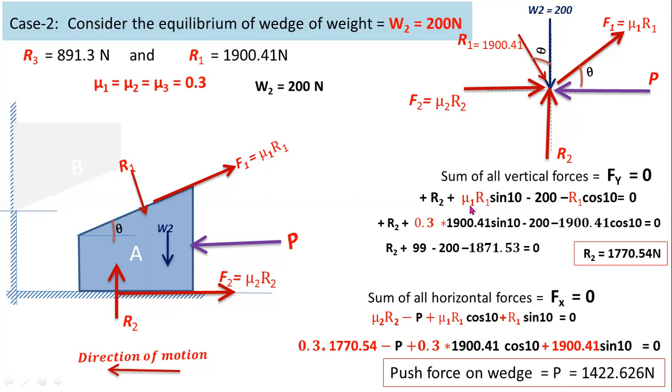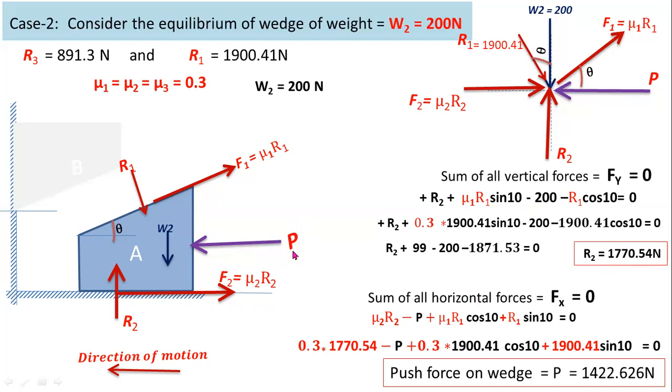Now substitute the values of mu1 and R1. From the previous case, R1 equal to 1900.41 newtons, mu1 equal to 0.3 and W2 equal to 200. So from this equation, R2 equal to 1770.54 newtons. This is the reaction force between the horizontal floor and wedge. After getting the reaction force, you have to determine the value of force P.